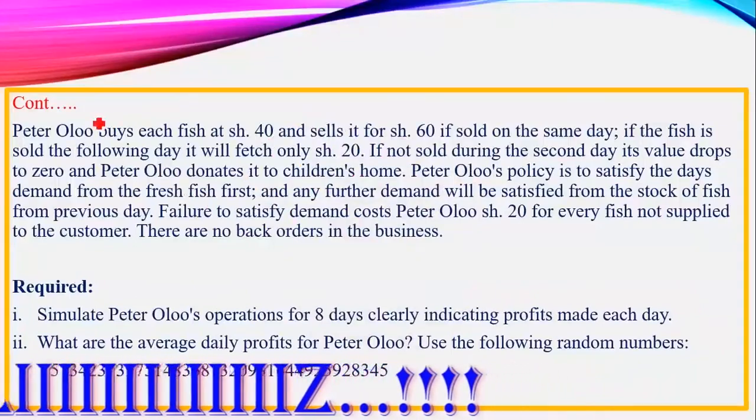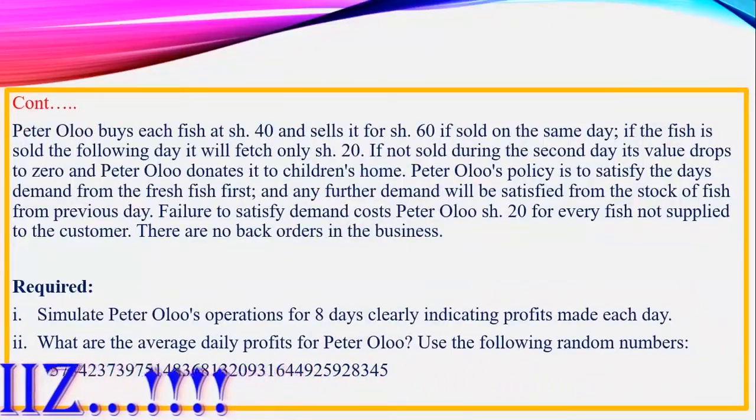The question continues by saying that Peter Orlo buys each fish at 40 shillings and sells it for 60 shillings if sold on the same day. If the fish is sold the following day, it will fetch only 20 shillings. If not sold during the second day, its value drops to 0 and Peter Orlo donates it to children's home.